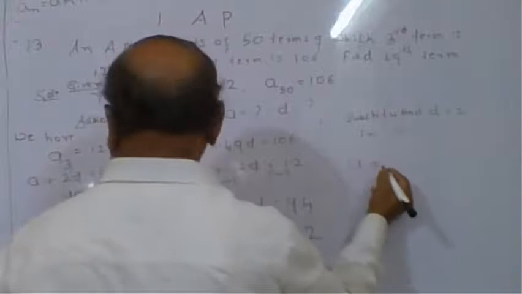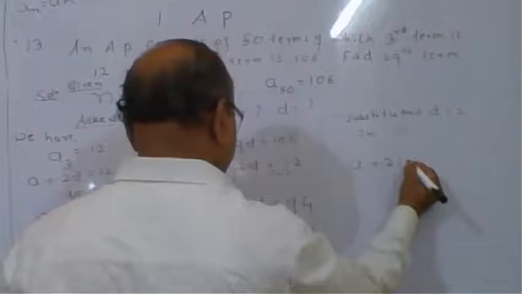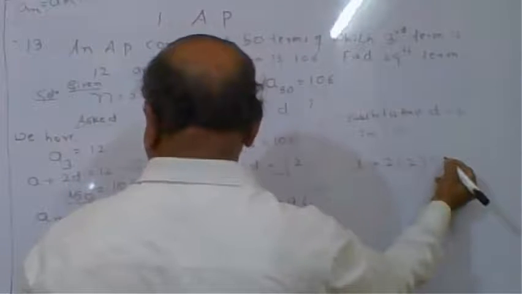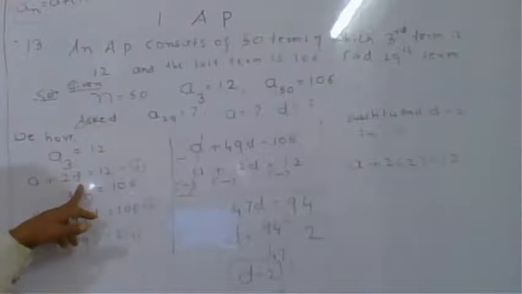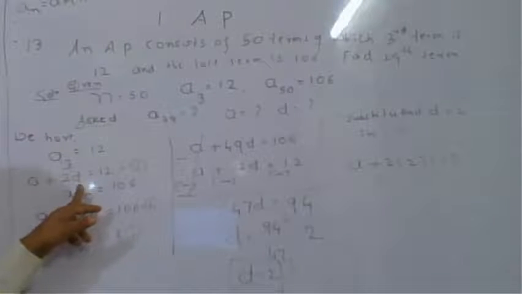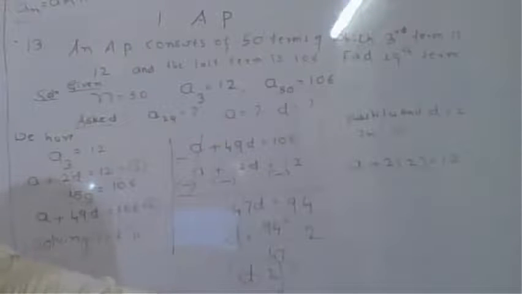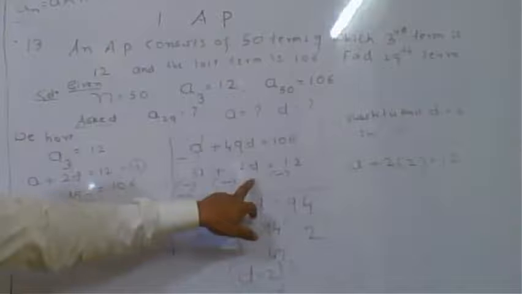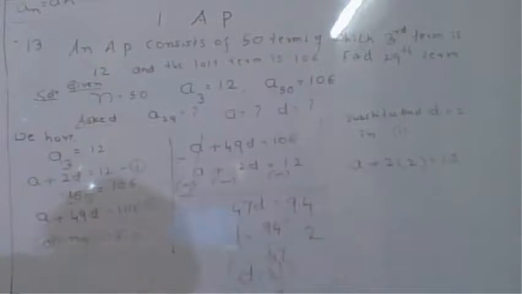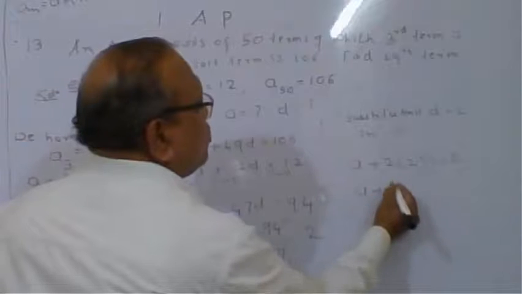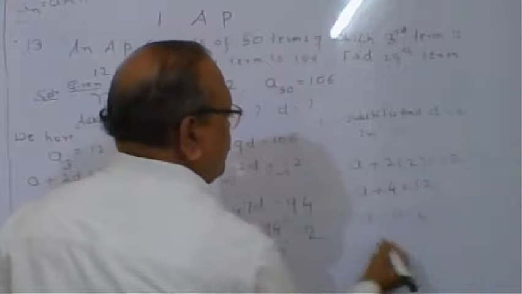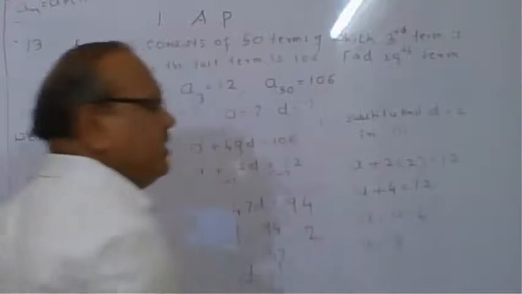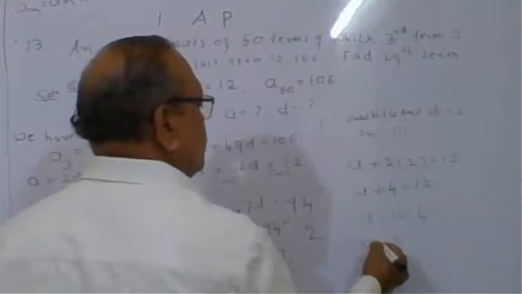That is, you get A plus 2D, 2 into D, 2 is equal to how much? 12. Substitute D in this equation. You got D by solving them simultaneously. Now you substitute D value in either equation. Then you are left with the A. You get A plus 2 twos are 4 is equal to 12. Then A is equal to 12 minus 4 is 8. A is equal to 8.